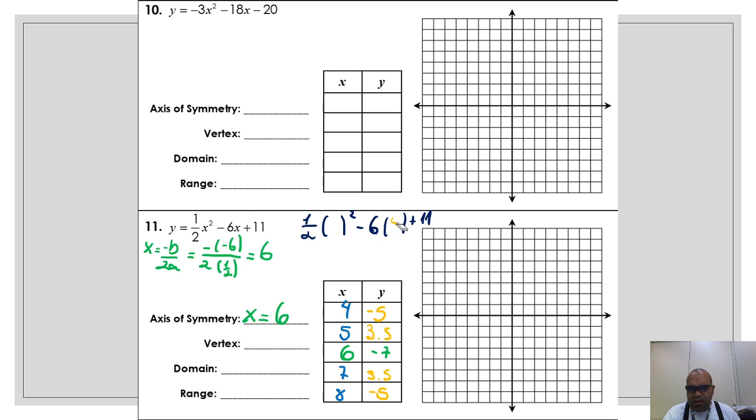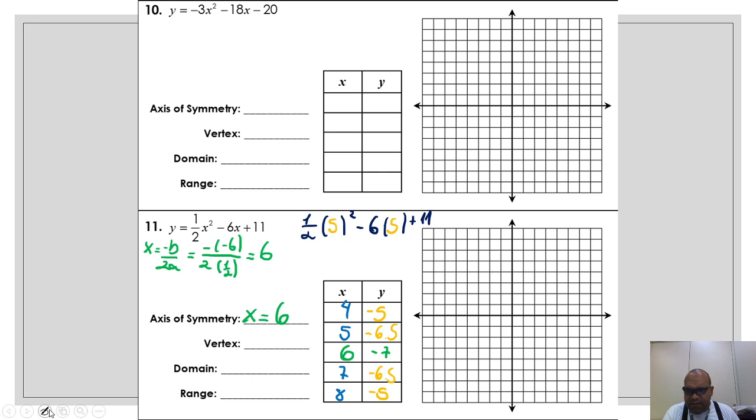Here and here, that is 5 squared, 25. 25 divided by 2 is 12.5. Minus 6 times 5, 30. Minus 30 plus 11. I told you, it's negative 6.5. Sorry guys, sometimes it happens. Negative 6.5. Let's plot our graph right now.